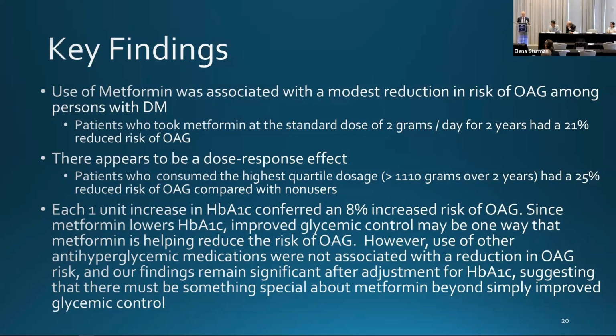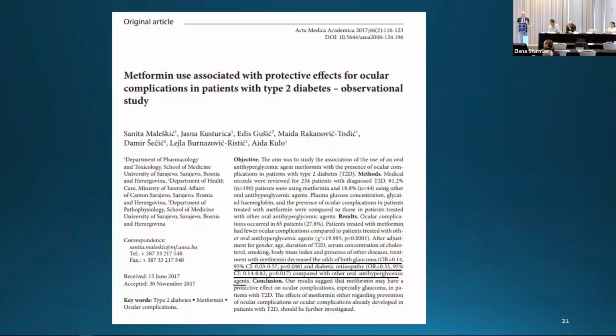And since metformin lowers hemoglobin A1C, improved glycemic control was probably helping to some extent, but because we didn't see the other classes of diabetes medications associated with reduction in risk of glaucoma, that led us to conclude that there may be something besides just glycemic control that may be responsible. This is another study, a smaller study in Bosnia that also looked at this, and they also found that metformin use decreased the odds of glaucoma as well as diabetic retinopathy.